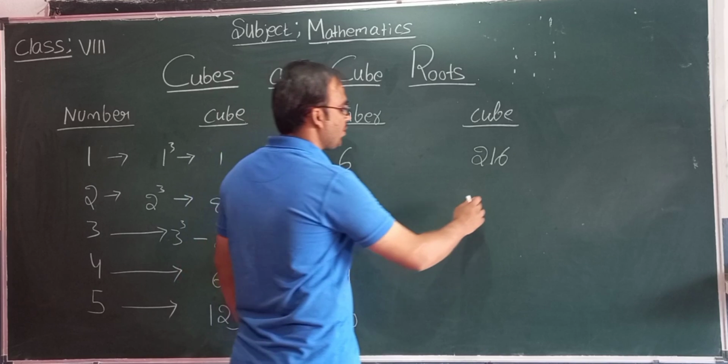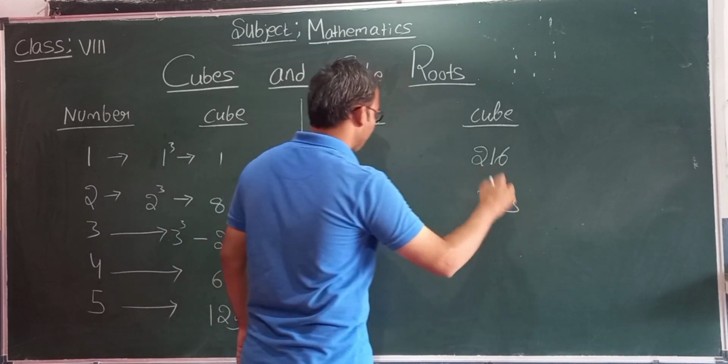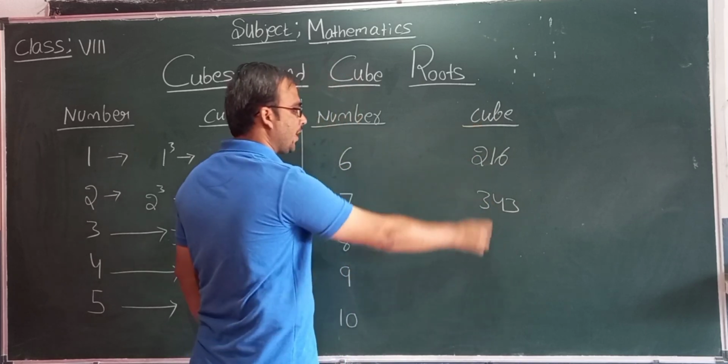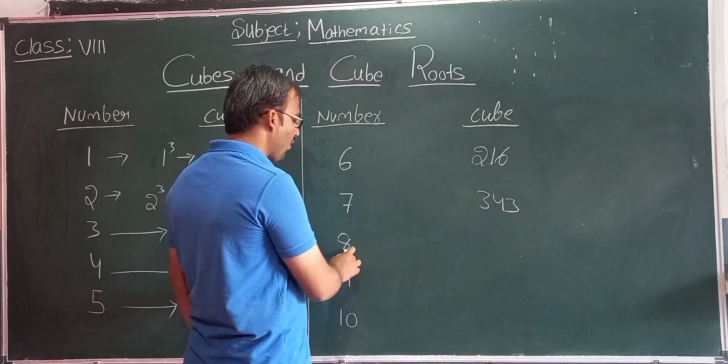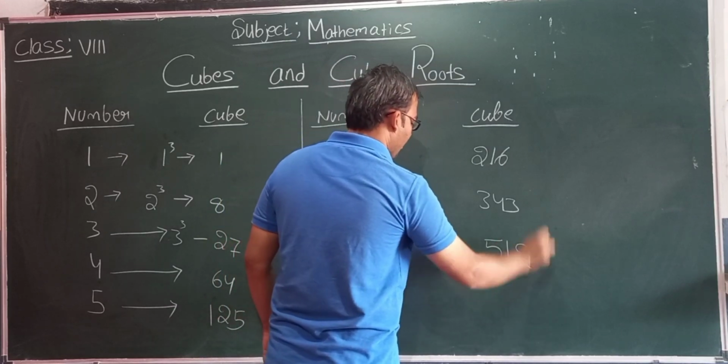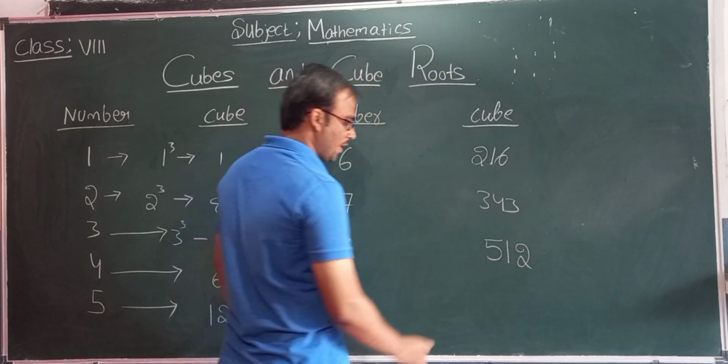The value of 7 cube is 343. The value of 8 cube: here we are writing the cube, students, don't get confused. The value of 8 cube is 512. The value of 9 cube is what?